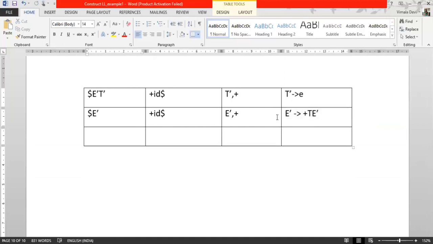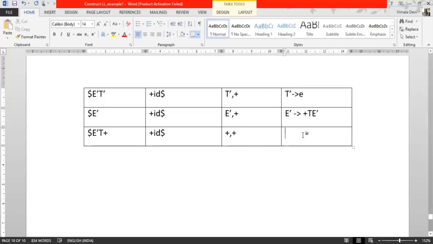So what is to be done at the next moment? We know that in place of E dash, this plus T E dash is to be replaced. But while pushing, I have to push it in the reverse direction. E dash T plus. So what is available here? Plus ID dollar is available in the input buffer now. Now you see the top of the stack and the input symbol both are the same. What is available here? Plus and plus, isn't it?